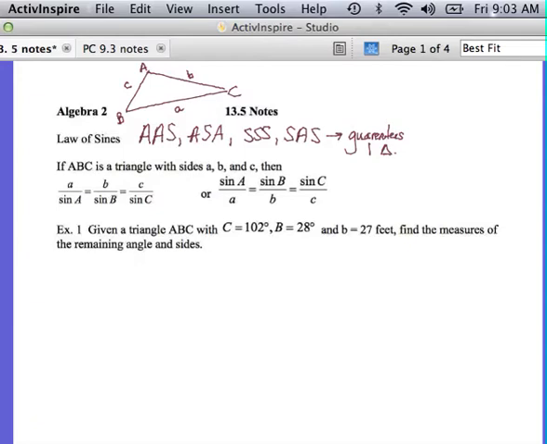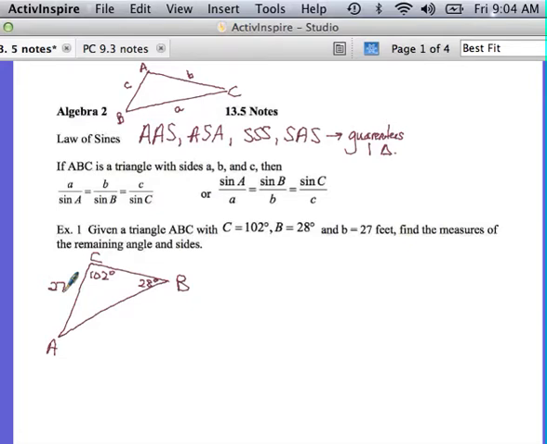It says, given triangle ABC with angle C is 102 degrees, angle B is 28 degrees, and side B is 27 feet, find the measures of the remaining angle and sides. You don't necessarily have to draw it to scale, but if you can, that's wonderful. Angle C is obtuse, greater than 90 degrees. Then it wouldn't matter where you're putting B, just make sure you're labeling it 28 degrees. Side B is 27 feet.